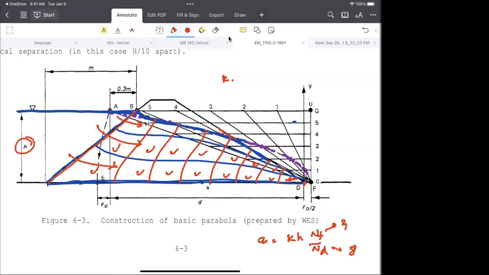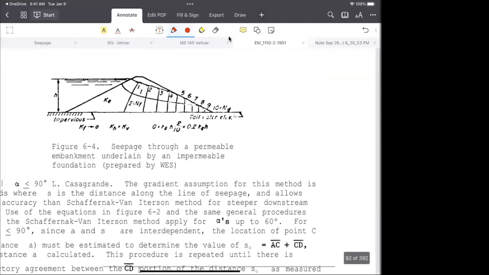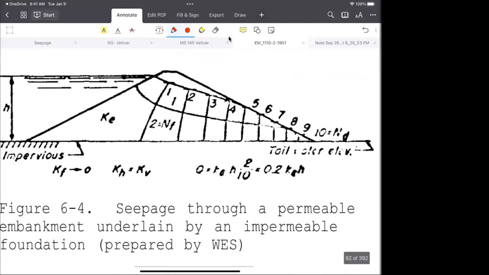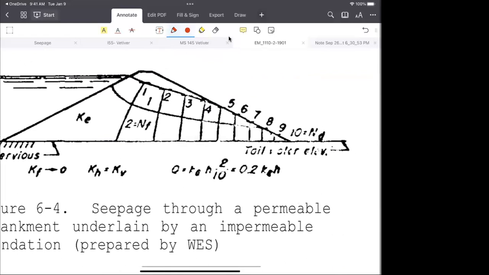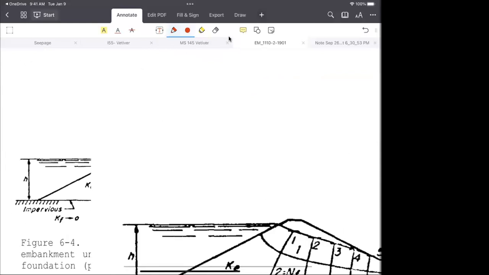Yes. So every flow line should have the same equipotential line. I mean, sure, yes, it should. So it should be like 8 all over, right? Basically, the last one should not be here. The last one should not be here. Consider the last one. 1, 2, 3, 4, 5, 6, 7, 8, 9. No, the last one can be here.